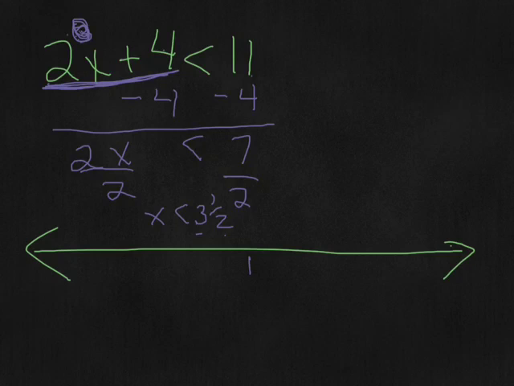So we need to find 3.5 on the number line. So I'll go with 1, 2, 3, 4. 3.5 would be about halfway in between there. And this is a less than, so it's an open circle, and we need all numbers less than 3.5. So everything along that arrow is a solution to this inequality.